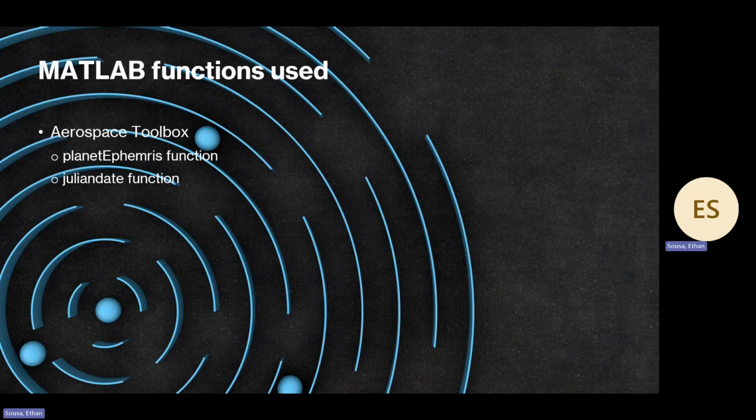So to create this, I relied heavily on the Aerospace toolbox, specifically the Julian date function, which changes the Gregorian date into the Julian date, and the planet ephemeris function, which calculates the position, velocity, and whatnot of different planetary bodies at a given time.